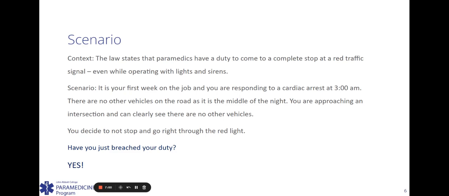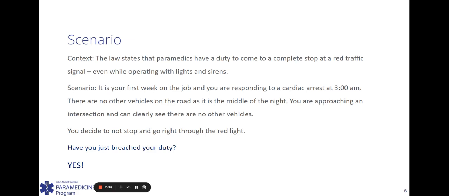So let's look at a little scenario here. Context: the law states that paramedics have a duty to come to a complete stop at a red traffic signal, even while operating with lights and sirens. It's your first week on the job and you're responding to a cardiac arrest at 3 a.m. There are no other vehicles on the road as it's the middle of the night. You're approaching an intersection and can clearly see that there are no other vehicles. You decide to not stop and go right through the red light. Have you just breached your duty?